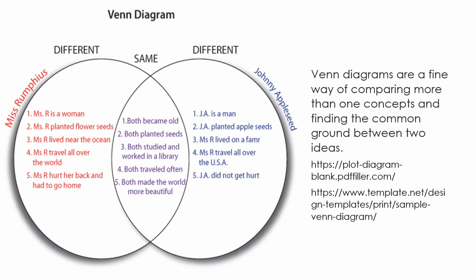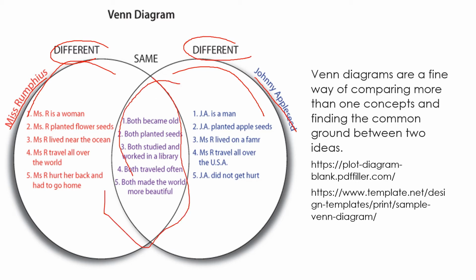The next one is the Venn diagram. Venn diagrams are a fine way of comparing more than one concepts and finding the common ground between two ideas. I have here a Venn diagram comparing and contrasting Miss Rumphius and Johnny Appleseed. The outer circle suggests the differences, while the inner circle, made by the two overlapping circles, suggests the similarities between the two.